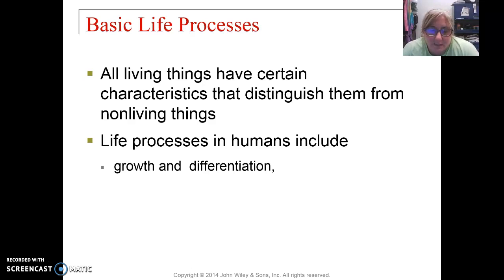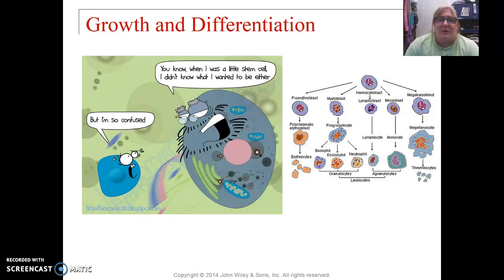Living things also grow and develop. So we all started as a single cell, and that single cell, called a zygote, eventually produced multiple cells, and those cells differentiated into specialized cells, stem cells that were going to then become something else.